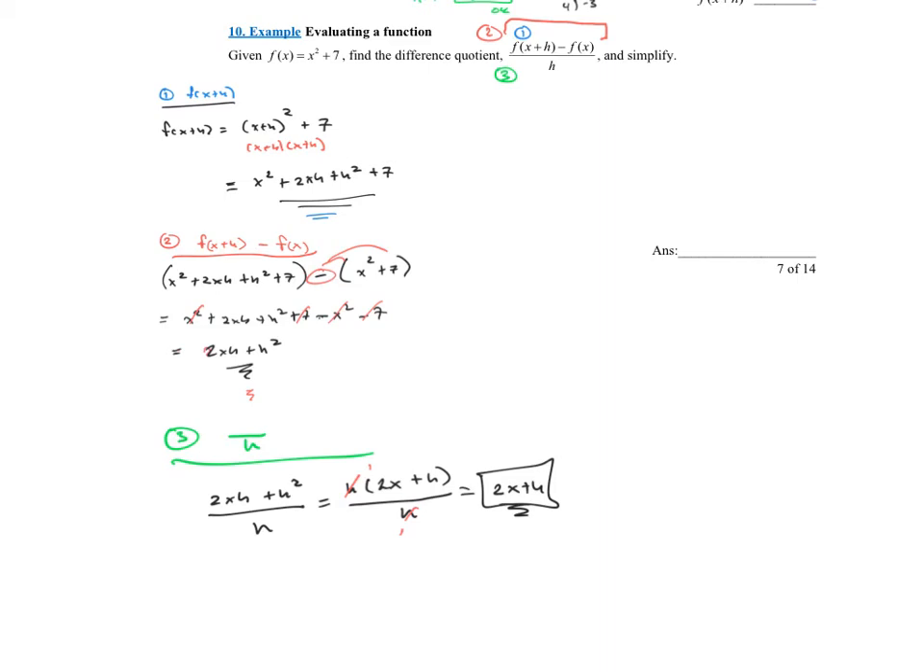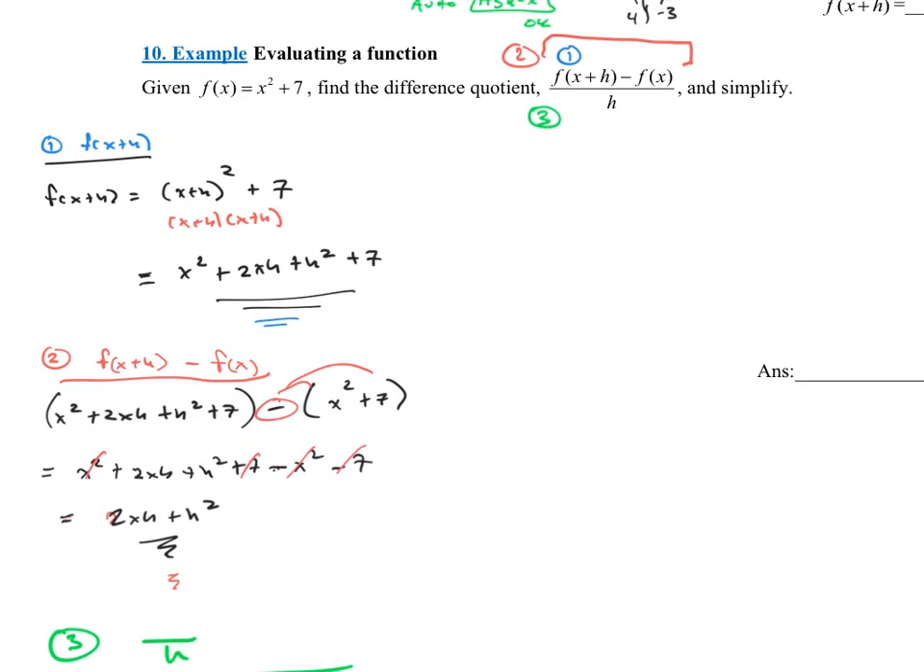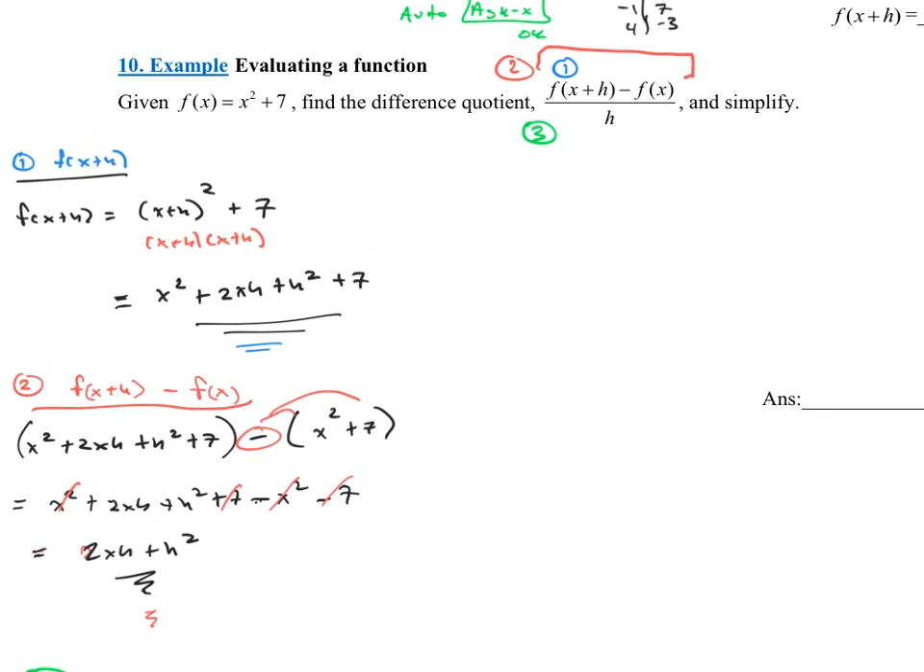And then the third step would be divide all of that by h. Let me show you a second way of doing this. So my second way of doing this, I'll do this all in black. That's perfectly fine. I'll do it in black. But let me show you the second way of doing this.